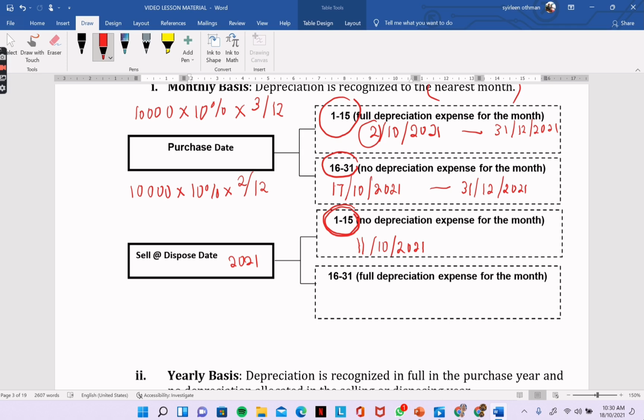So if you were to calculate the depreciation expense for that asset from January until the day you dispose, that means berapa bulan akan ada depreciation. So depreciation you ialah from January until September only. Okay, so when you calculate the depreciation, that will be 9/12. Okay, October won't be included because the date of the disposal is on the 11th, which is between 1st until 15. Okay, so no depreciation for the month of October. Alright?